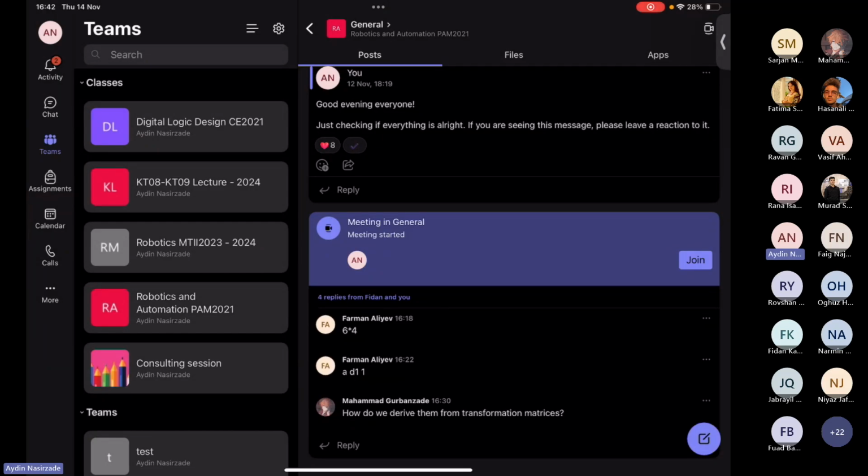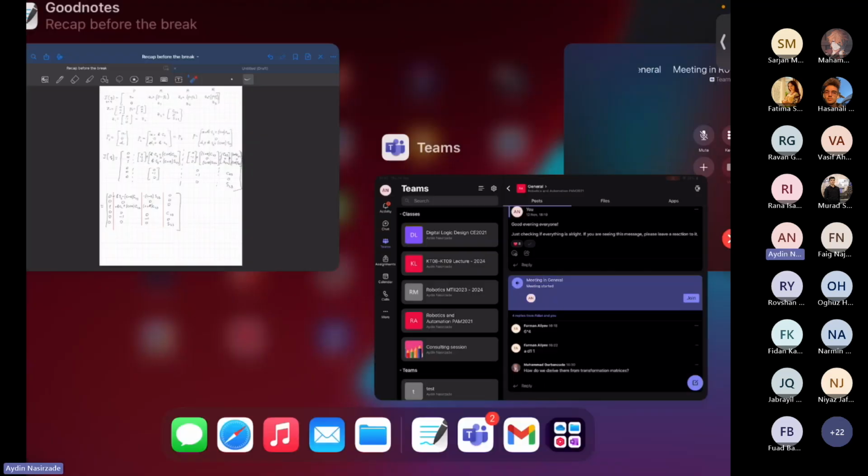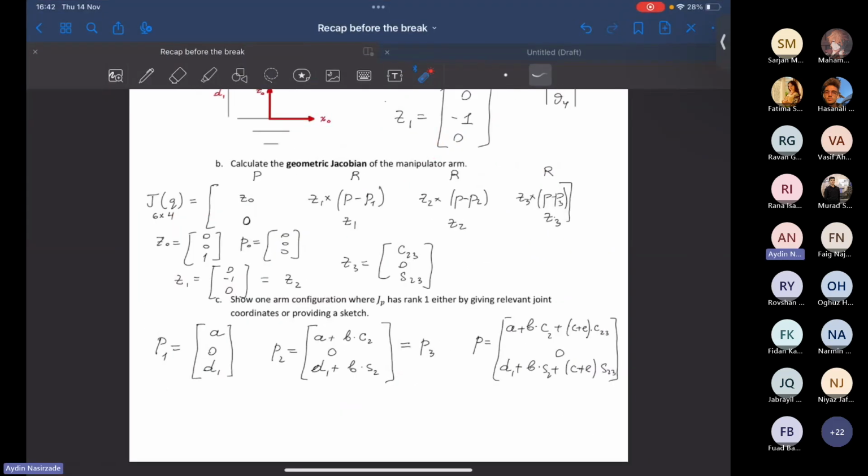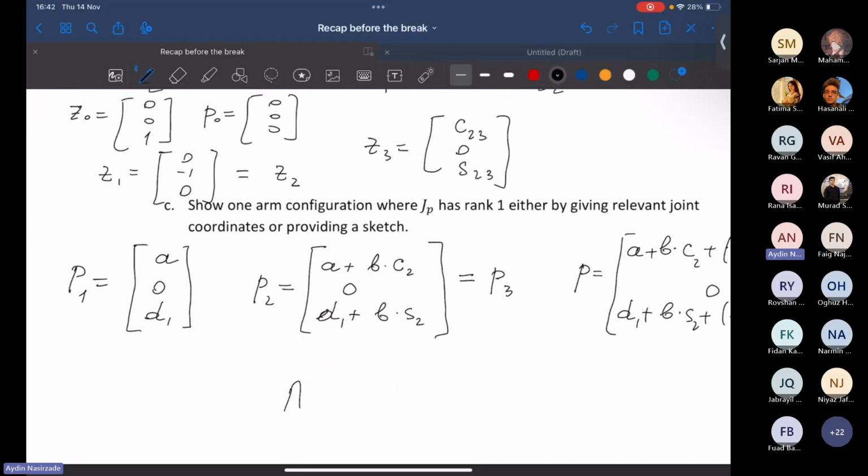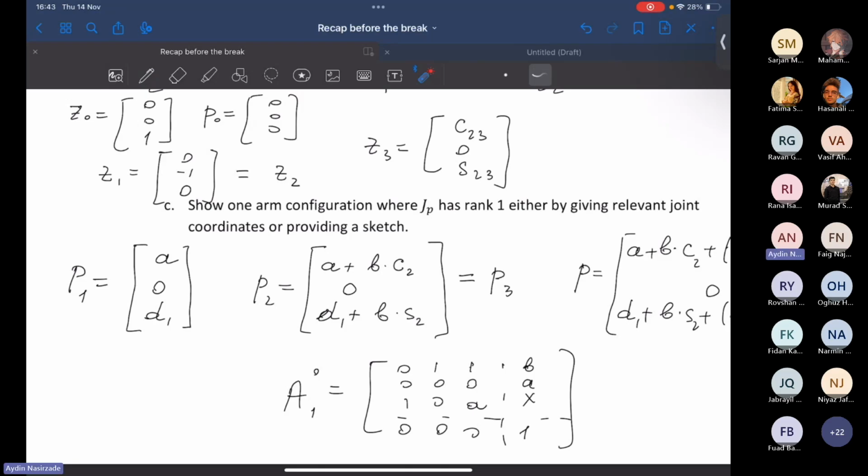You write here: how do we derive them from transformation matrices? Well, okay. If you are given transformation matrices, presumably it's going to be something like A1 to 0, with 0, 0, 1, 1, 0, 0 and so on. It's not going to be a correct matrix, but still. Then we have B, A, X here and 1 here. It's a typical transformation matrix structure, right? So if you are asked to find Z1, you are supposed to have A1 to 0 first. You have to calculate it from the DH parameter table and derive this particular homogeneous transformation matrix. And this matrix gives you Z1 and P1.